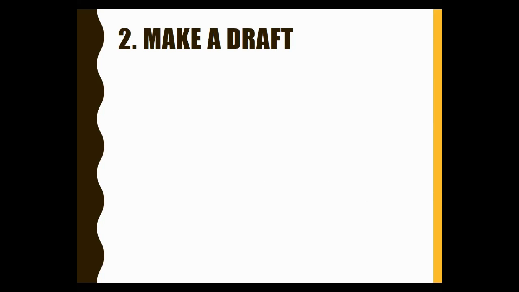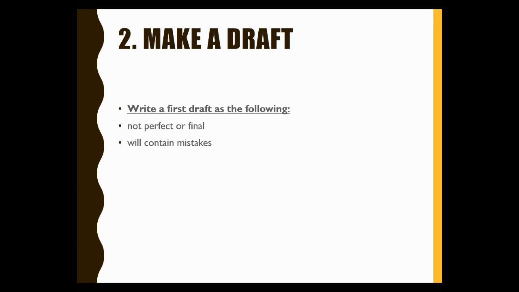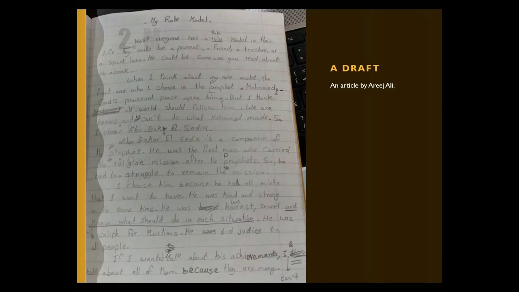The second step is to make a draft. The draft is not perfect or final. For sure, it will contain mistakes, no problem. Just don't worry about small details. Just write. This is all what you should do. Here is an example of a draft, and you see that she's writing in a fast way. Maybe the handwriting is not clear. There are some mistakes, some deletion, a lot of things, but don't worry. Just write.